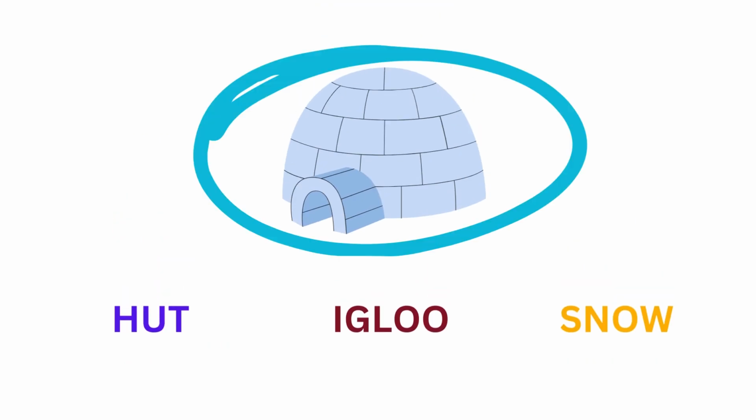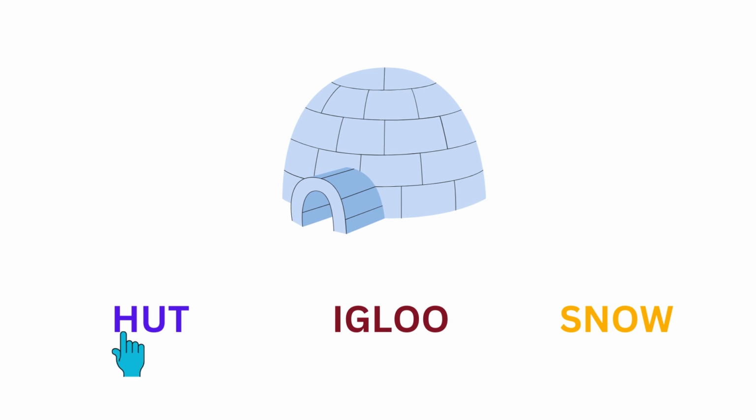Now look at this picture. The words below are H-U-T, hut. I-G-L-O-O, igloo. S-N-O-W, snow. Which word matches this picture? कौन सा word इस picture के साथ match हो रहा है? The correct word is igloo.